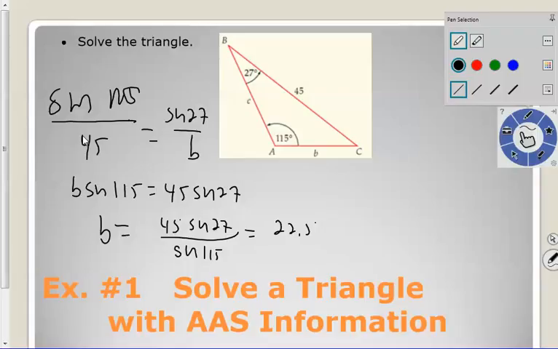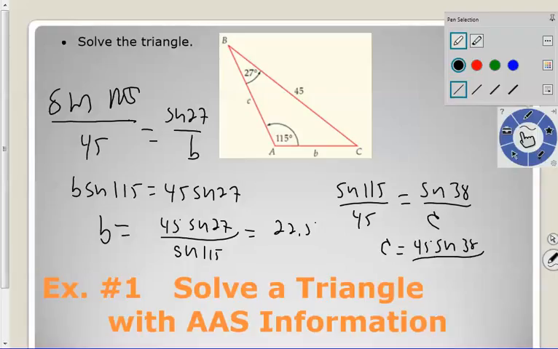And then if I want to get side C, I can do sine of 115 over 45 equals sine of 38 all over C. And I do the same thing. If I cross multiply, I end up with C equals 45 sine 38 divided by sine 115. And that comes out to be about 30.6, right? Where did I get that 38 degrees? Well, that's because all three angles in a triangle add up to 180, in case you're wondering that, I think I kind of missed that.